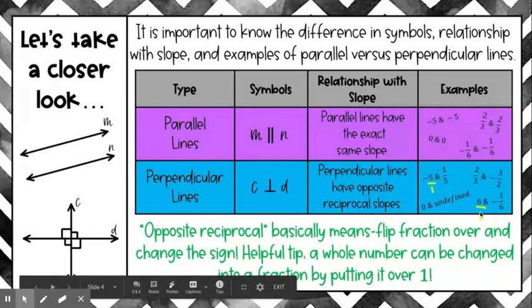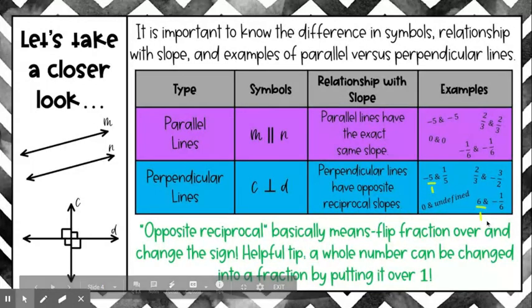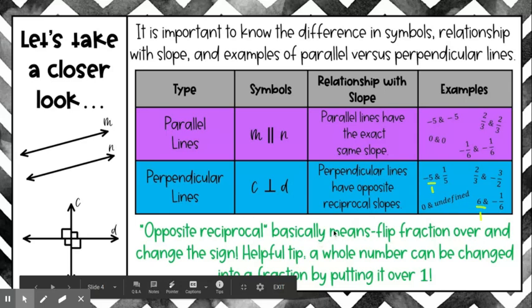And our last one, we have 6. So for its opposite reciprocal, we're going to put that 6/1. To get the opposite reciprocal, we're going to flip it and make it 1/6. And we're going to make it negative, because this was positive, so this one has to be negative.